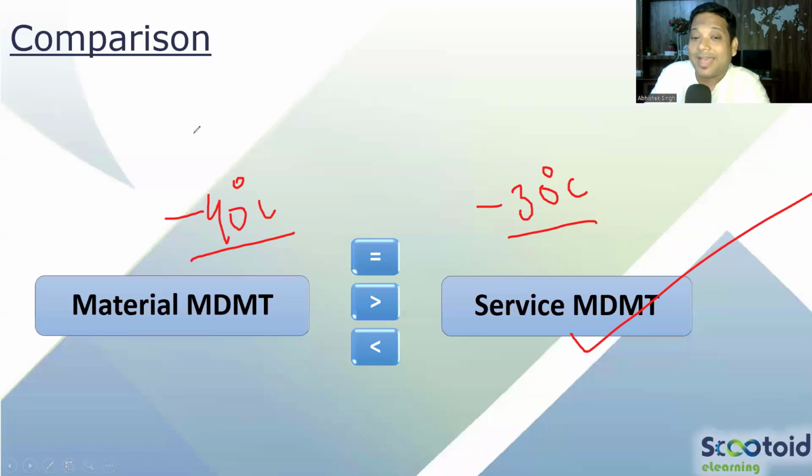Right? If it is not, then I won't be able to use it. If it only has minus 20 degrees Celsius as material MDMT, can I use it for minus 30? No. Because the material will become brittle at minus 30, which I don't want. So just a simple extension of what you're thinking will help you decide the relation between these two.